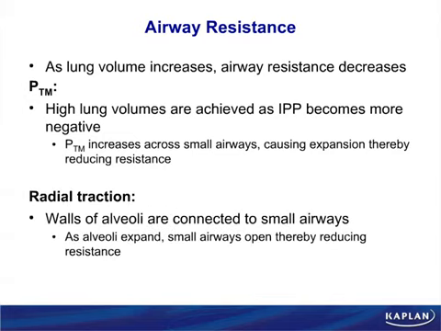The second is a mechanical mechanism, we call radial traction. Walls of alveoli are connected to small airways. Therefore, as alveoli expand, they literally pull open small airways. By pulling open the small airway, it increases the radius, which in turn reduces the resistance. So again, our two mechanisms: greater transmural pressure gradient, and the structural component, radial traction.